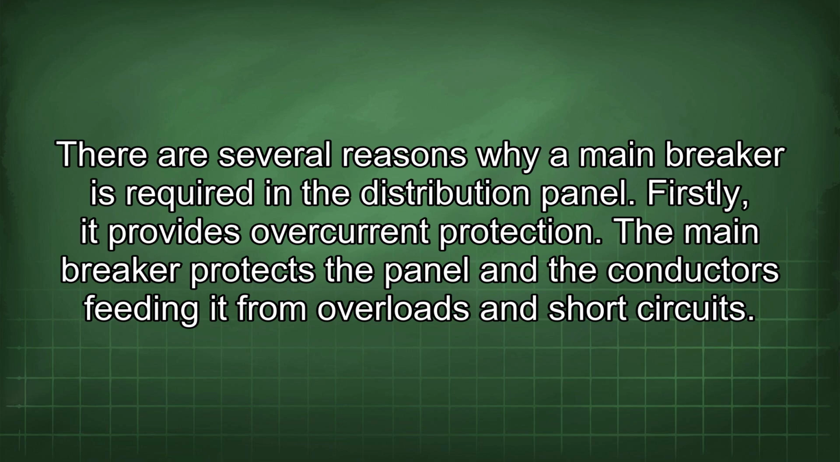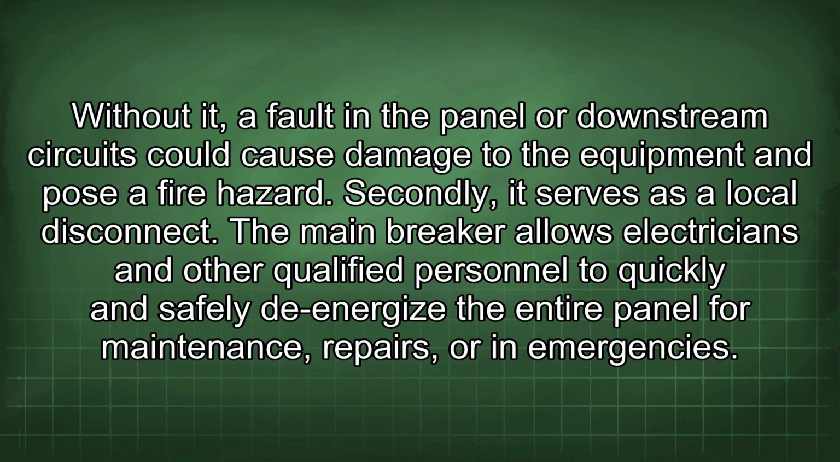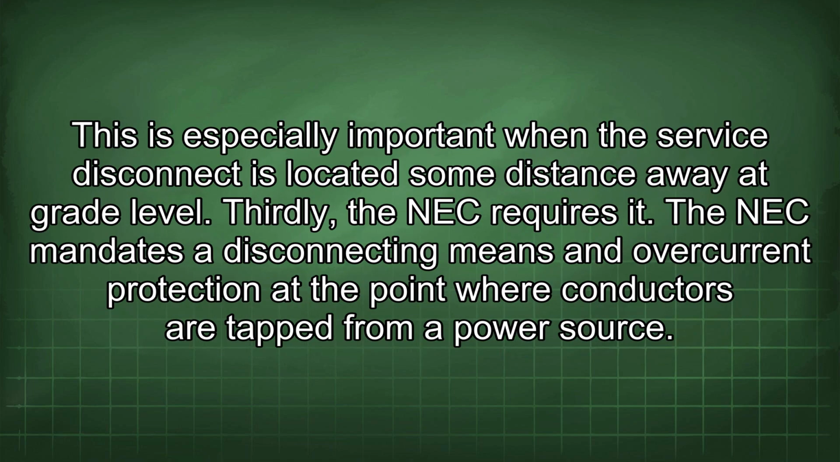Firstly, it provides overcurrent protection. The main breaker protects the panel and the conductors feeding it from overloads and short circuits. Without it, a fault in the panel or downstream circuits could cause damage to the equipment and pose a fire hazard. Secondly, it serves as a local disconnect. The main breaker allows electricians and other qualified personnel to quickly and safely de-energize the entire panel for maintenance, repairs, or in emergencies. This is especially important when the service disconnect is located some distance away at grade level.